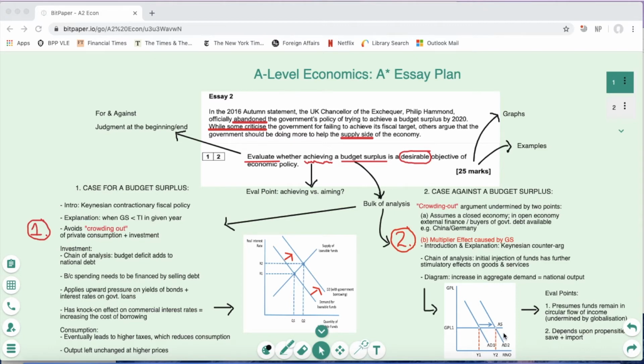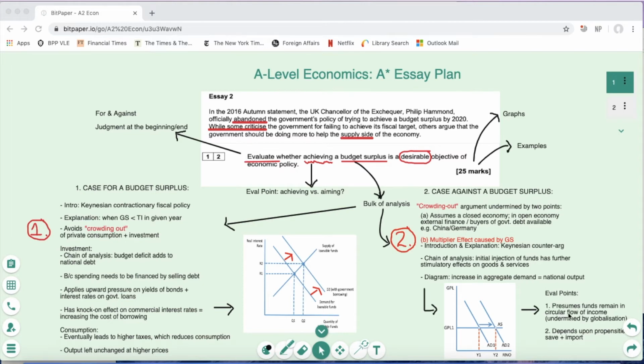And here you can see the increase in aggregate demand, the shift in output from Y1 to Y2, quite a simple diagram compared to the crowding out diagram. And here are the two evaluation points. So again, you're always looking to limit, nuance, counter the points or the arguments that you just raised in order to give an overall nuanced and sophisticated answer, which is what you should be aiming to do consistently throughout because of the word evaluate.